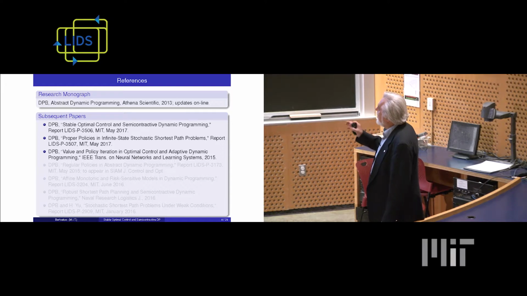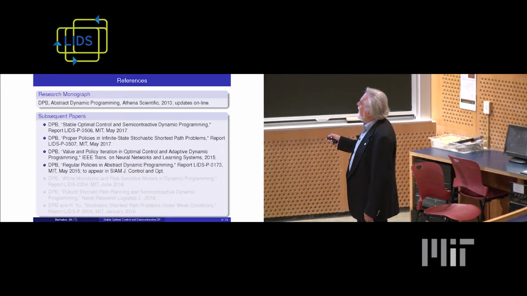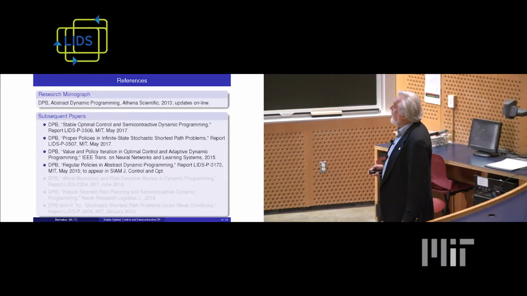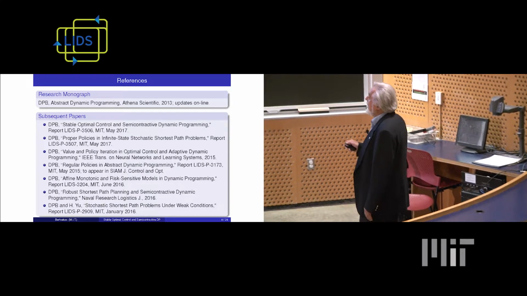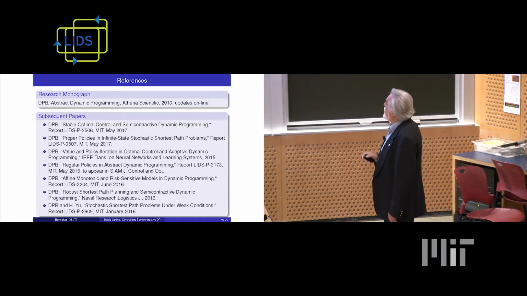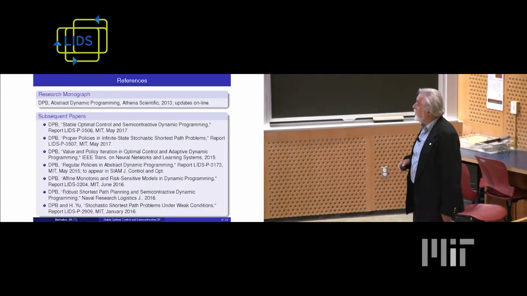This paper deals with the favorable case, where J star is equal to J plus. The most significant paper is the one that you see now, which is going to appear in SIAM Journal on Control and Optimization. And there are other papers dealing with risk-sensitive problems, minimax problems, various special cases. There's also a paper which is joint with Jenny Yu that appeared last year. It deals with stochastic shortest path problems.